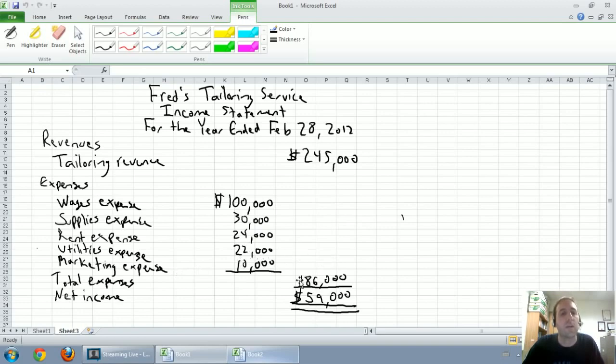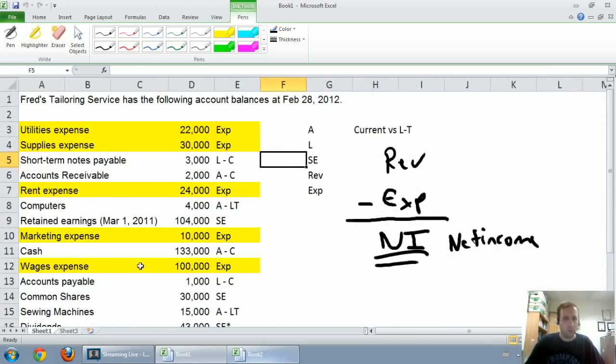The next statement we're going to look at is called the Statement of Retained Earnings. To get started, again, I hope you've downloaded the file, and this is kind of a work in process. If you haven't looked at the first video, go back and view the previous video on income statements, but this is kind of how we left it.